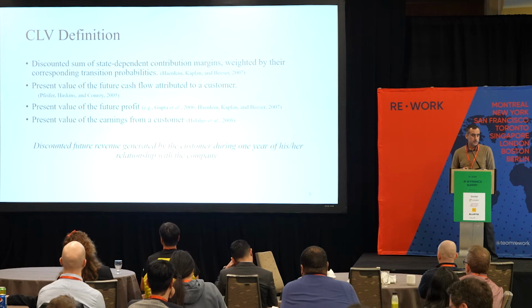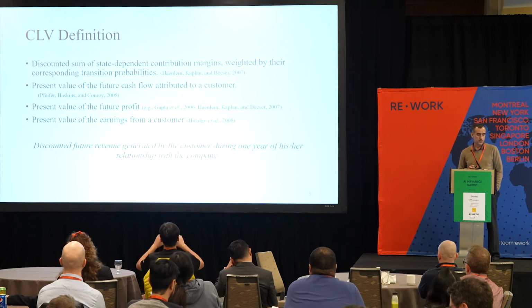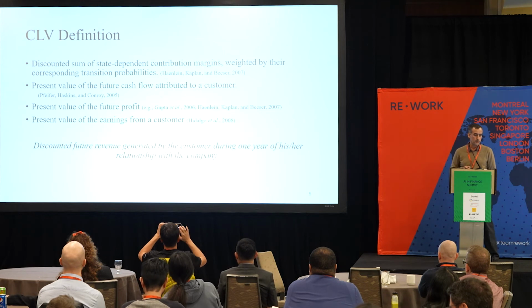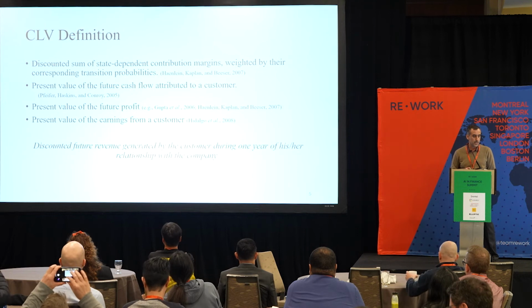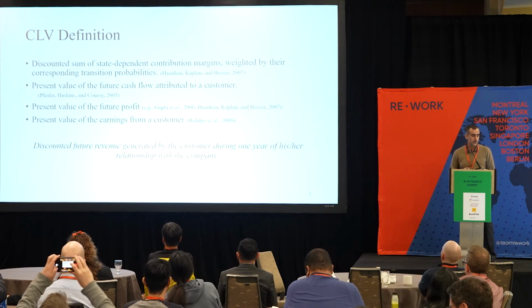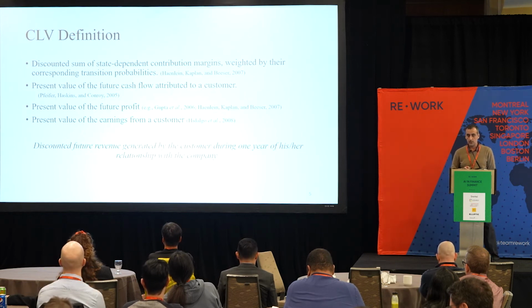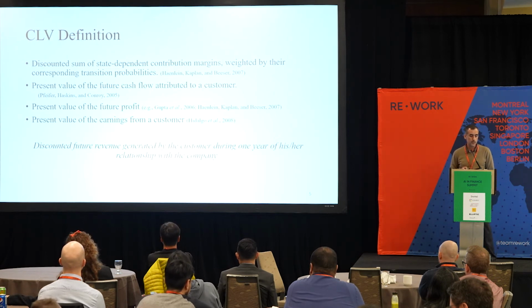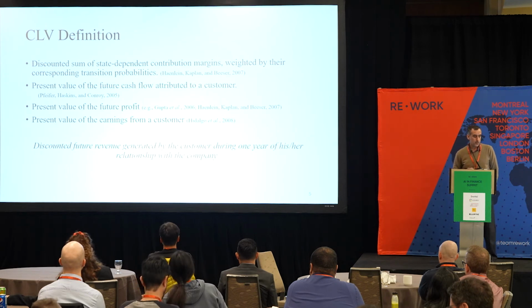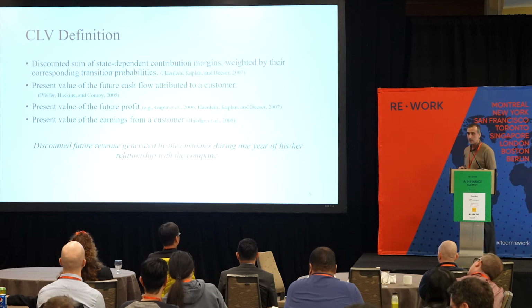In terms of the definition, we can see different definitions in the literature. We can see the discounted sum of state-dependent contribution margin weighted by corresponding transition probabilities as a definition of CLV. We can see the present value of future cash flow attributed to a customer, the present value of future profit, the present value of earnings from a customer. You can see the references for each of these definitions in the literature. And the definition that we used is the last line: discounted future revenue generated by the customer during 1 year of his or her relationship with the company. We are looking at a 1 year horizon for the CLV that we are defining.